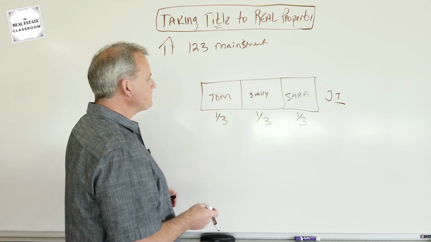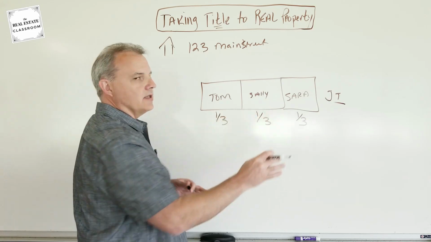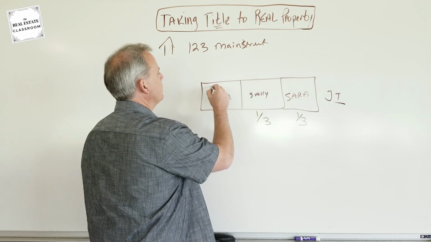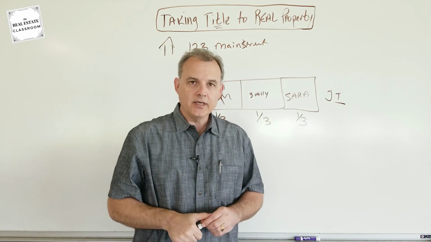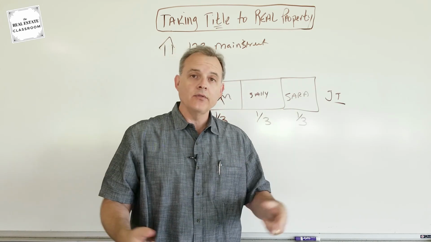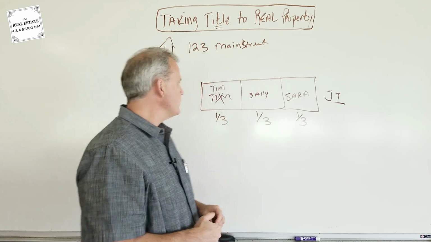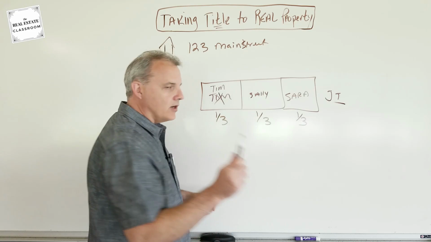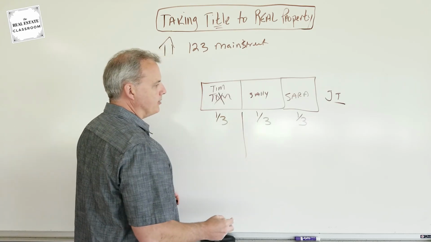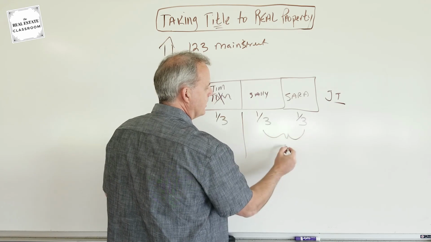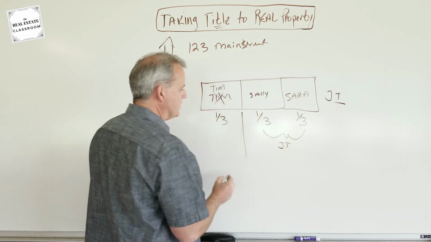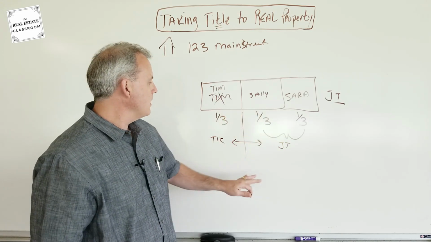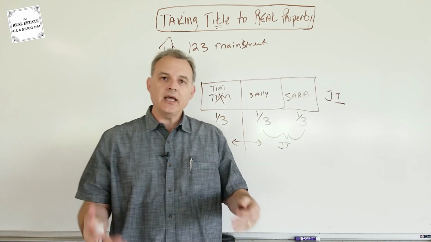All right, so Tom decides that he doesn't like Sarah, he doesn't like the living arrangement, so Tom sells the property to Tim. Now, one of the things you have to know about joint tenancy is any one of the joint tenants can sell their interest off. All right, so in this case, Tom sells to Tim. Now, Tim owns 1/3, Sally owns 1/3, and Sarah owns 1/3, but the relationship has changed. Sally and Sarah still have joint tenancy. All right, they still have joint tenancy. But Tim is tenants in common. So the relationship between Sally and Sarah and Tim is tenants in common.